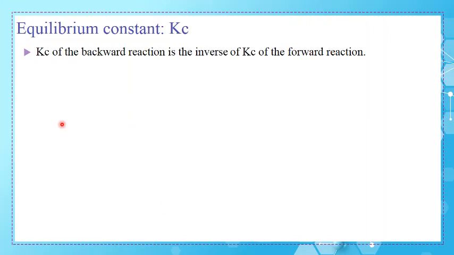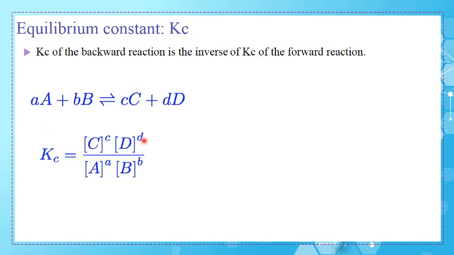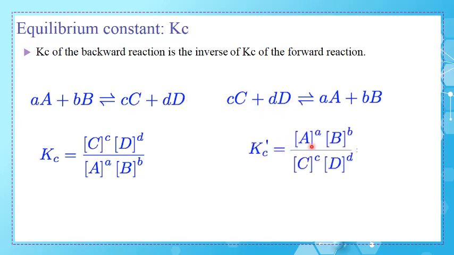Now, Kc of the backward reaction is the inverse of Kc of the forward reaction. What does that mean? Simply, let's reconsider this equation. As we saw, Kc is equal to this relation. Now, if we reverse this reaction, if we write it in this way, K prime C would be the following, because A and B are now the products and those are the reactants. So compare Kc and K prime C. What do you notice? That simply K prime C is the inverse of Kc. It is 1 over Kc.